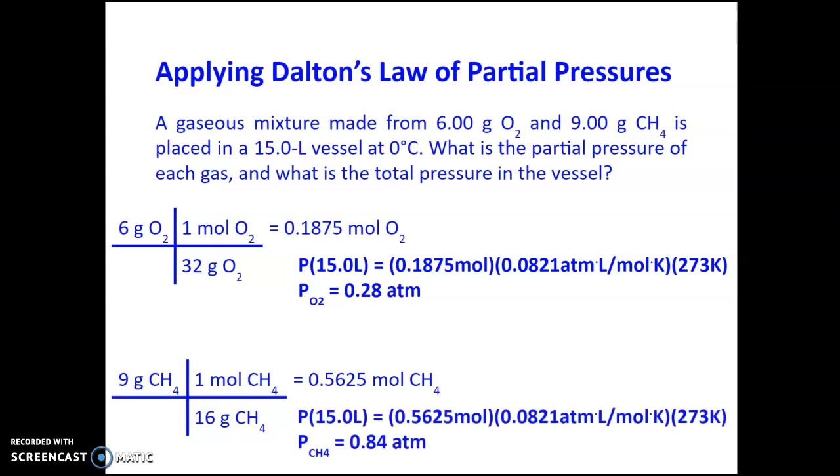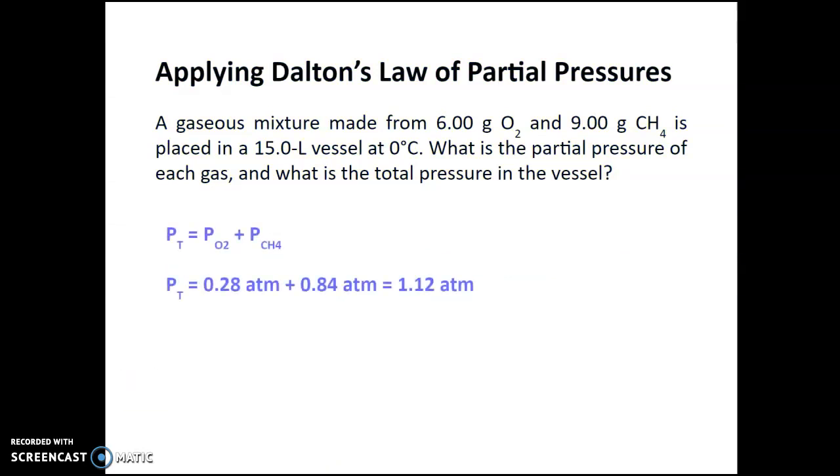Do the same thing with the methane, but I just substitute in the methane number of moles, which is 0.5625, and that comes out to be 0.84 atmospheres. So I've answered part of the question, which said, what are the partial pressures of each gas? I've given the partial pressure for each one on this slide. Now the next part, I need the total pressure. Really simple. I can just add the two partial pressures together, 0.28 plus 0.84, 1.12 atmospheres.